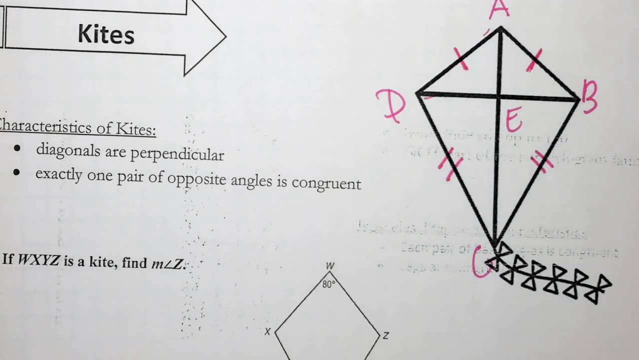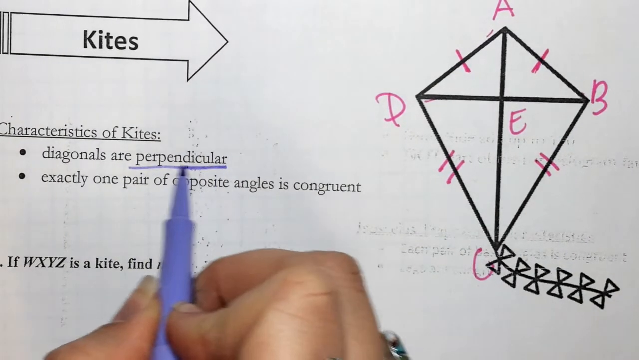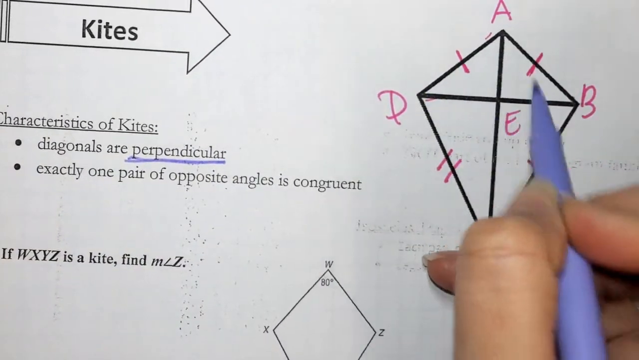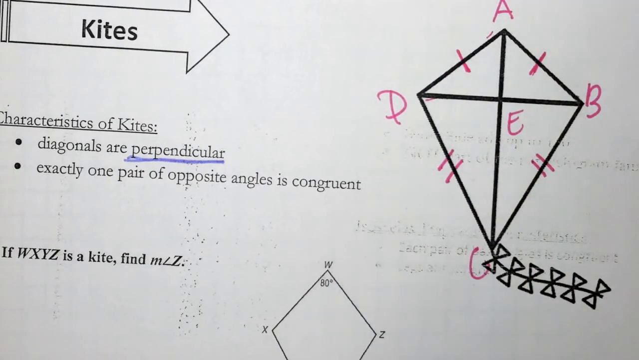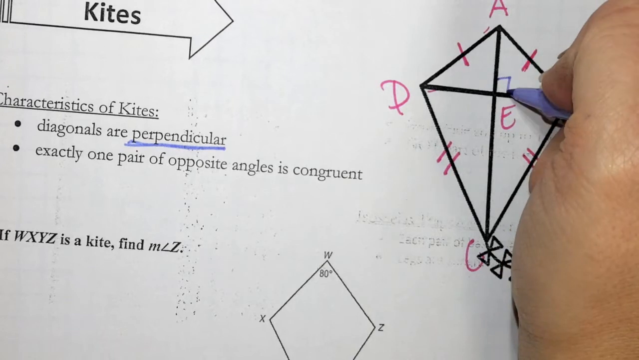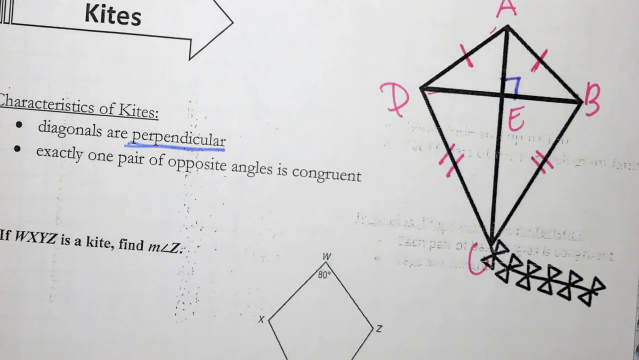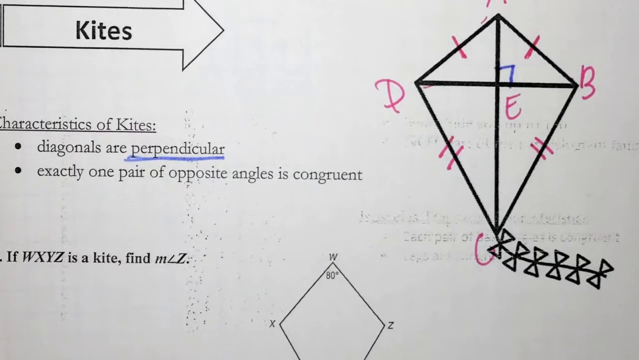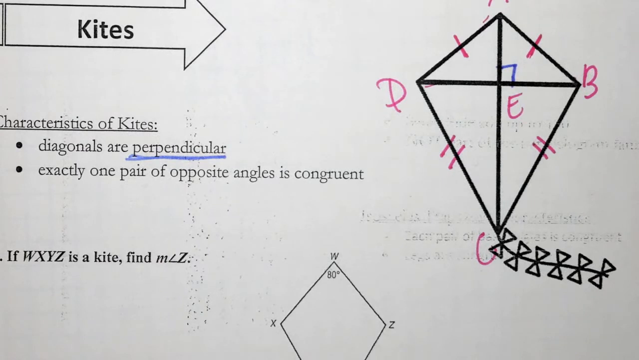Now, it also says that our diagonals are perpendicular. So what does that mean about angle E? It's 90 degrees. Thank you. Remember to add.